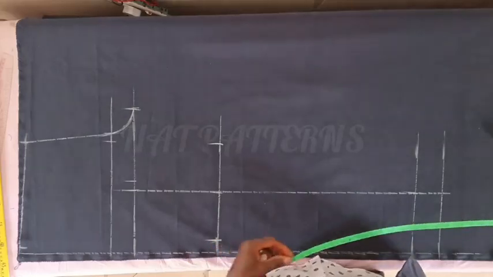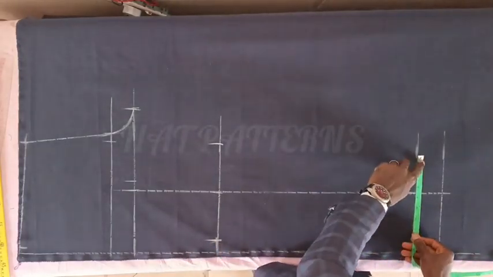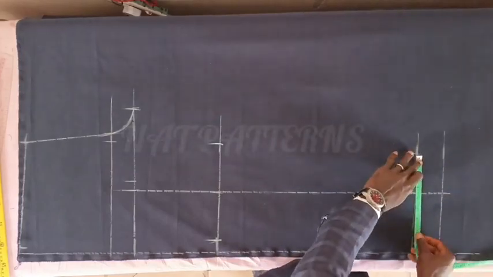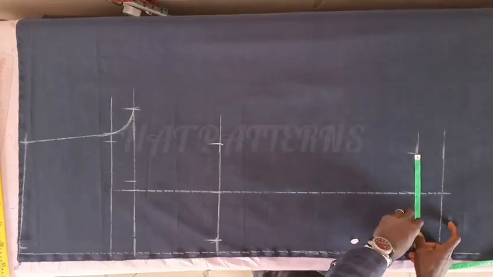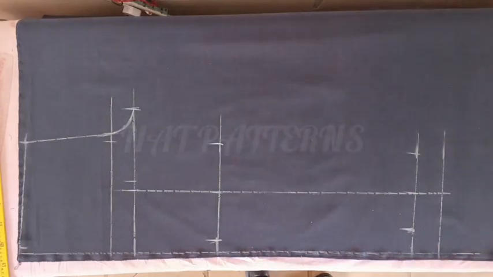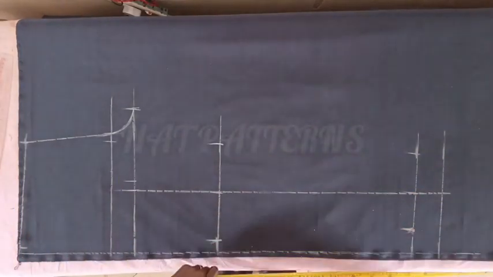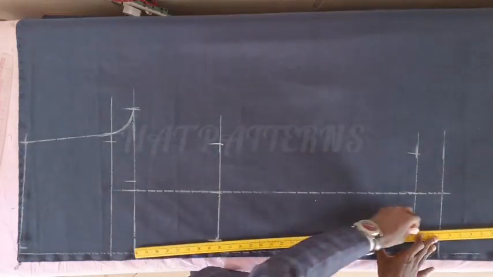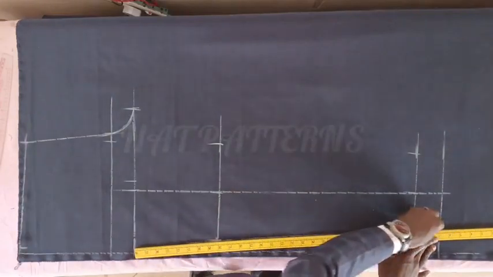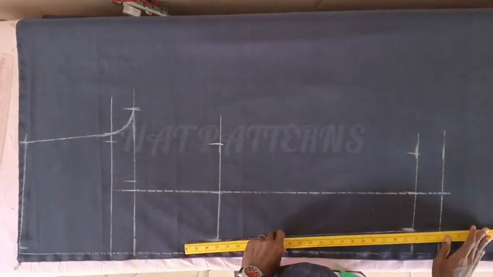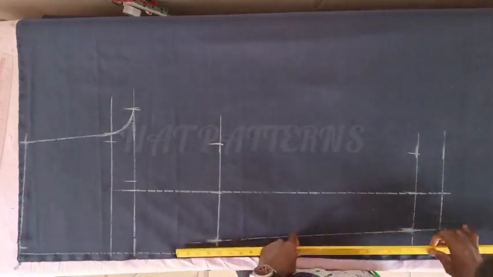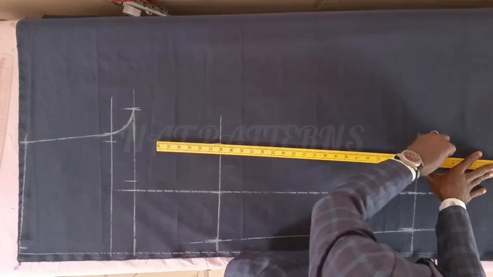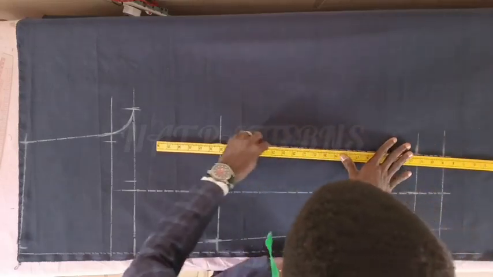Coming to the ankle, we say our ankle is 14. So we're going to mark 7 here. 3.5 that way, 3.5 this other side, and the same on the other side. That becomes 7. The next thing I'm going to do now is use our long ruler and join these points together. Very, very simple. We do the same thing on the second side.